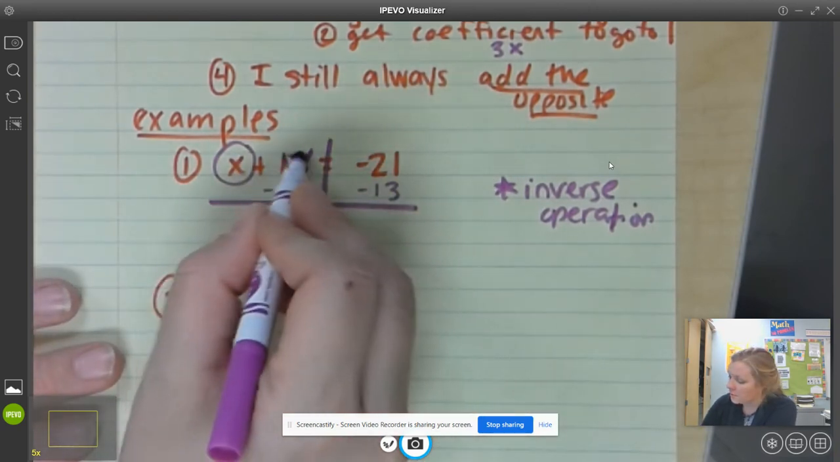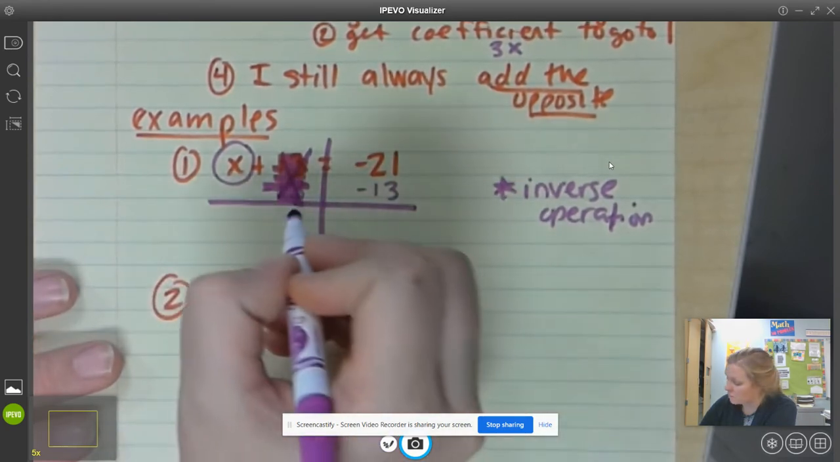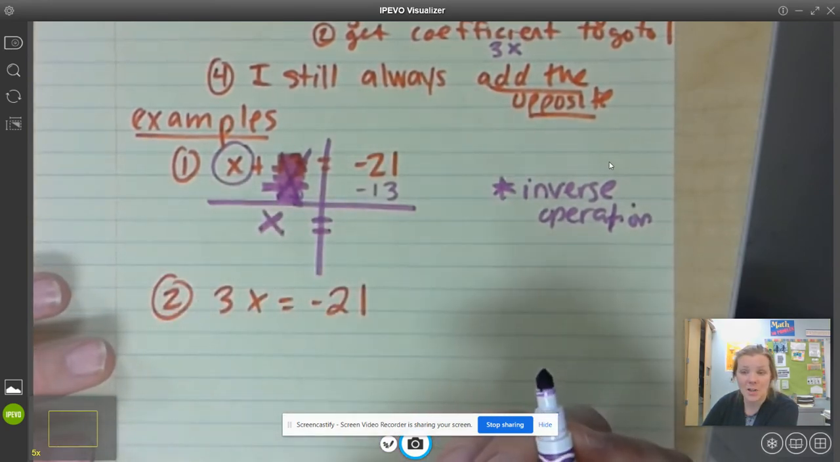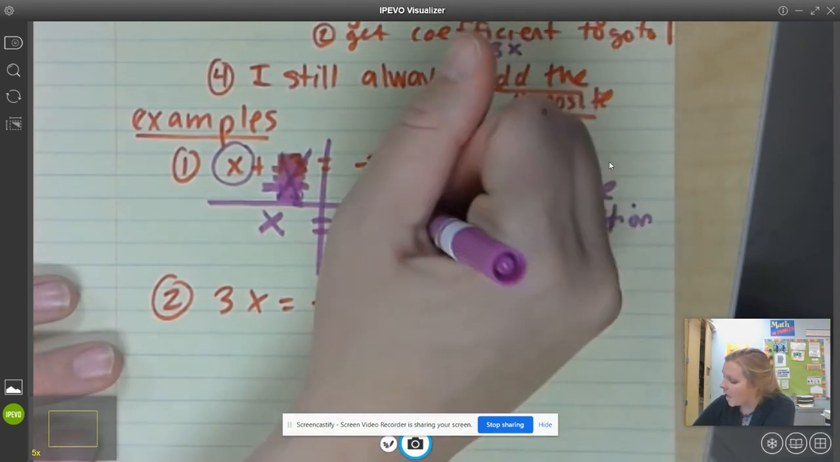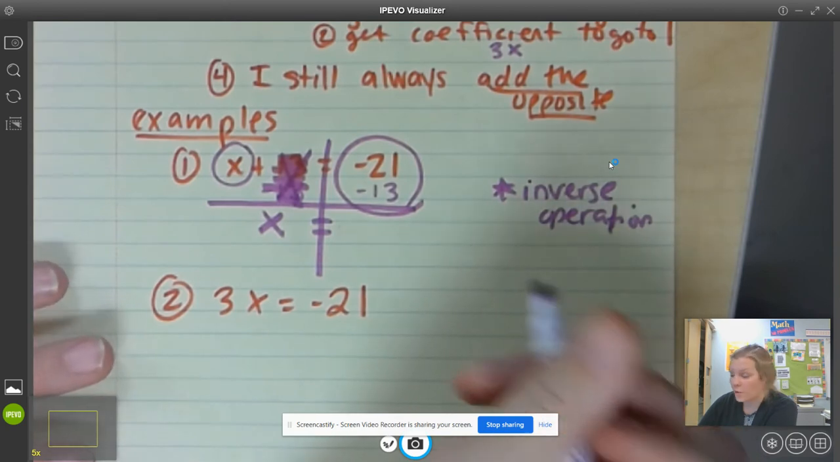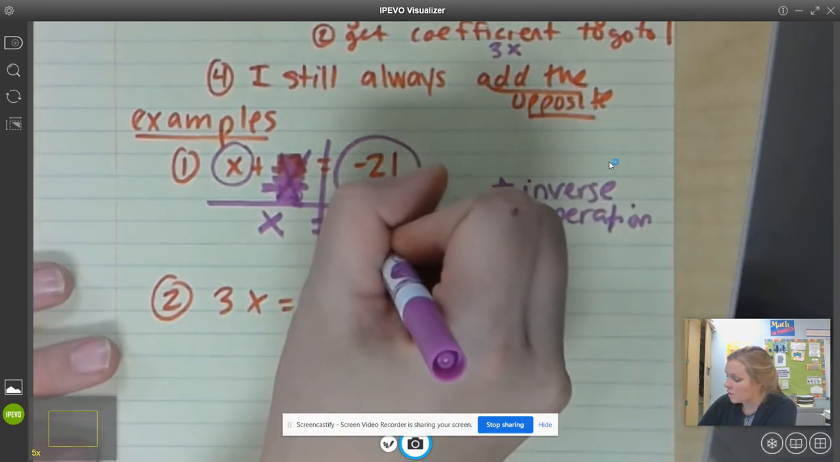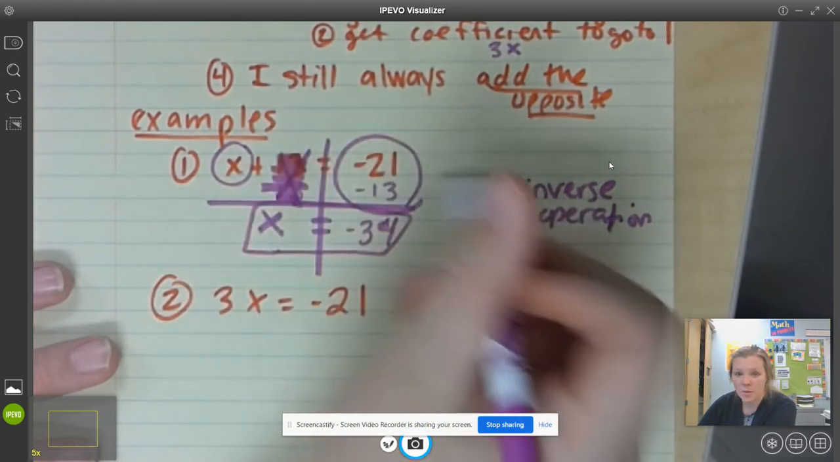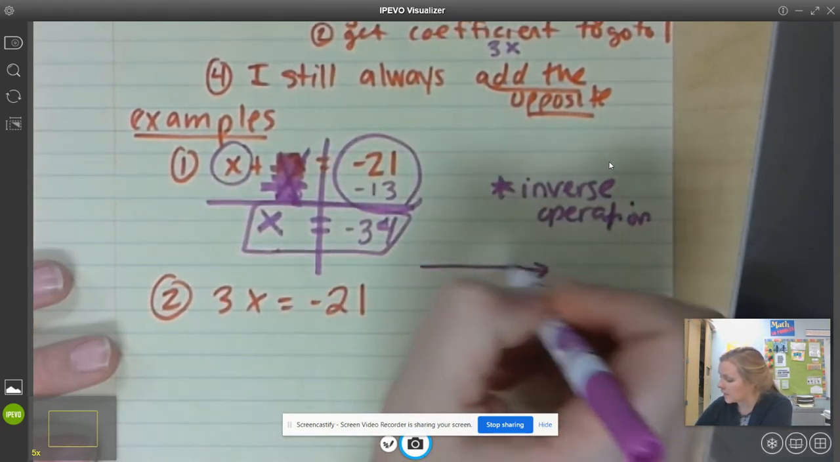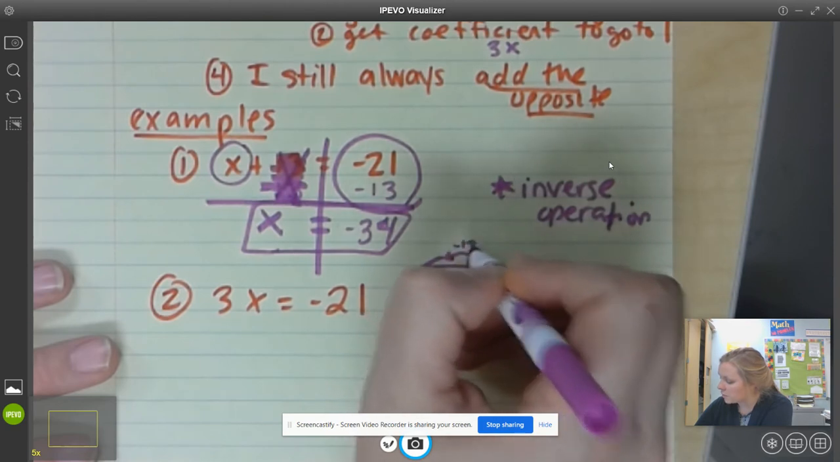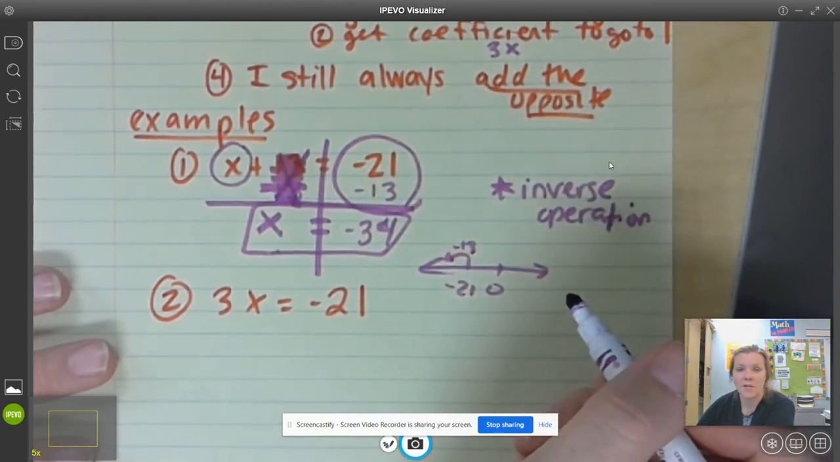13 minus 13 is 0, so on this side, all that's left is an x. That's what I want. That x is alone. It's isolated now. And then I have to do this math problem. That math problem is actually one of the hardest ones. The answer is negative 34. Negative 21, if you think about it on a number line, I start at negative 21 and I go backwards 13 more. I land at negative 34.